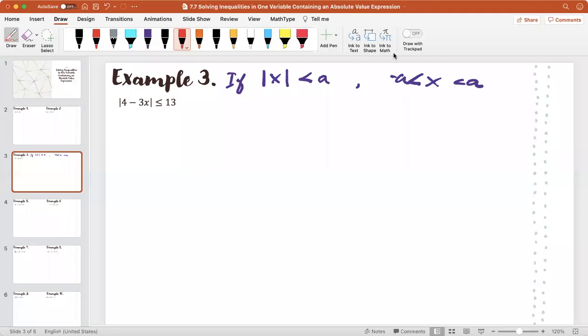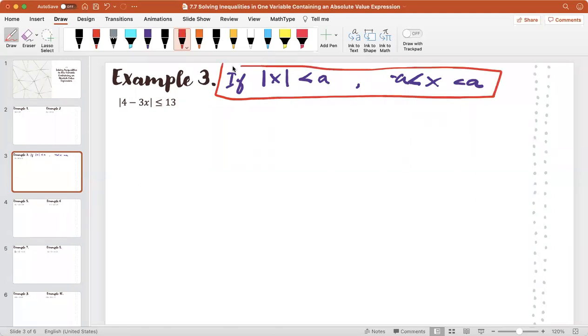Example 3: the absolute value of 4 minus 3x is less than or equal to 13. We have to use this property in this example. If the absolute value of x is less than a, then x is greater than negative a but less than a. So we can use that in this inequality.